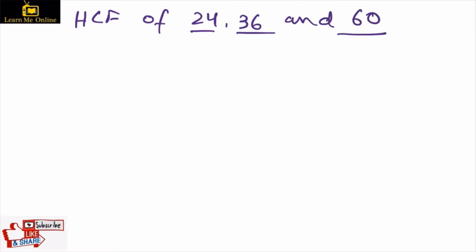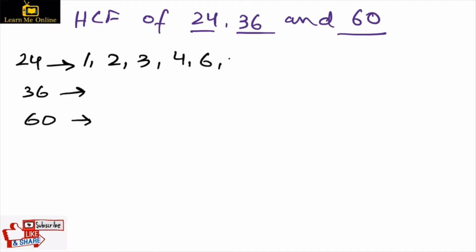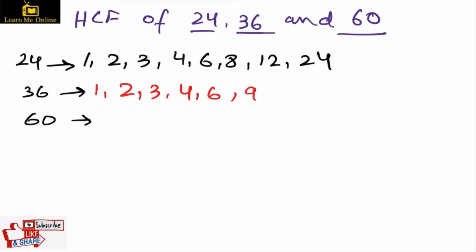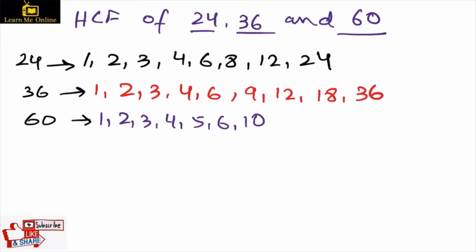We're going to write down the lists of the factors for 24, 36 and 60, and then we're going to look for the highest common number in the lists of the factors. The factors of 24 are 1, 2, 3, 4, 6, 8, 12 and 24. Now I'm going to write down all the factors of 36: 1, 2, 3, 4, 6, 9, 12, 18 and 36. Now this is the list of all the factors of 60: 1, 2, 3, 4, 5, 6, 10, 12, 15, 20, 30 and 60.